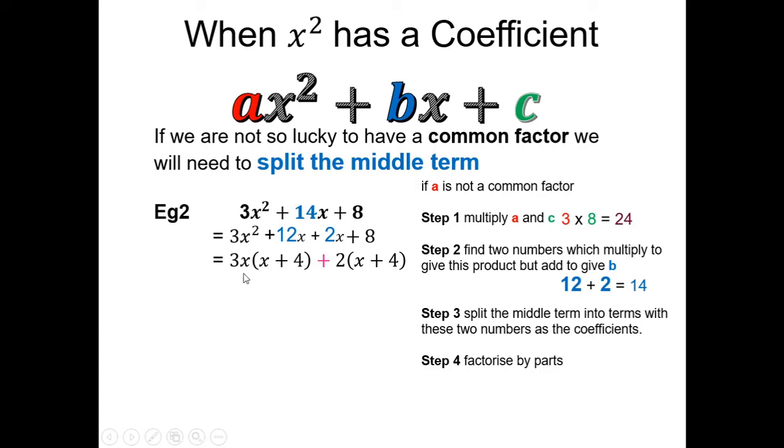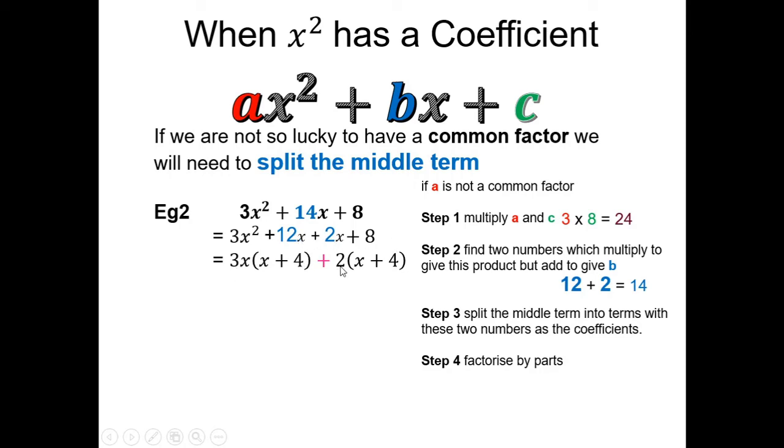Just double checking what I've got here. I did this divided by 3x. So the 3x is out front. That leaves x on its own. Or if I multiplied that back out, 3x times x would make 3x squared. I did 12x divided by 3x. 12 divided by 3 is 4, and x divided by x gets rid of the x in here because it's already outside. 3x times 4 makes 12x.